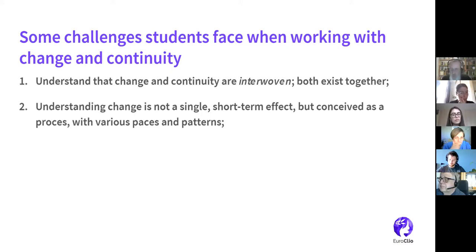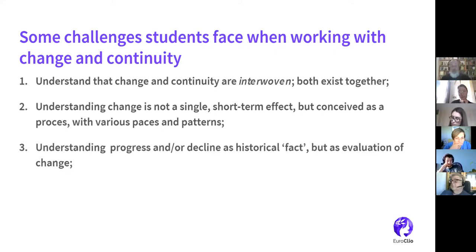Of course, as historians, we know that is not the case. Change is historically conceived as a process with various paces and patterns, and even those paces and patterns change over time. So we have to teach them to perceive change as something that is continuous, that sometimes has a faster pace, sometimes a slower pace. Sometimes the changes are more economic or political or cultural, and each of them has different timelines, right? The political changes are often more short term, while cultural changes tend to be more long term. So this is something that they often struggle with.